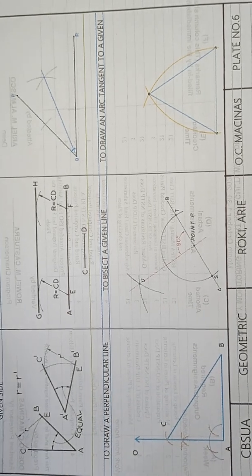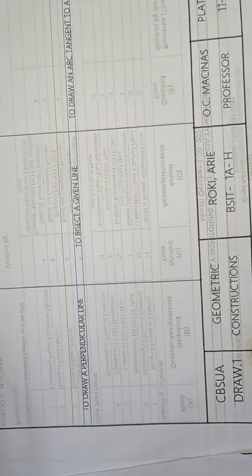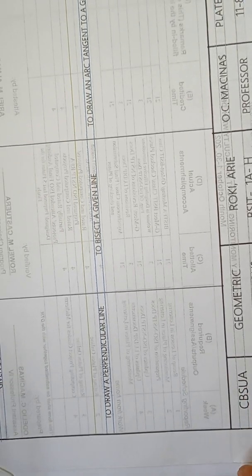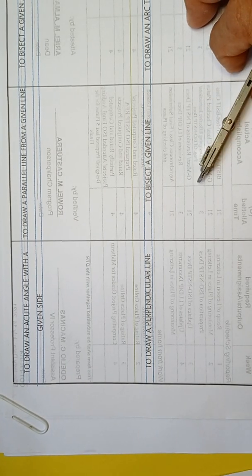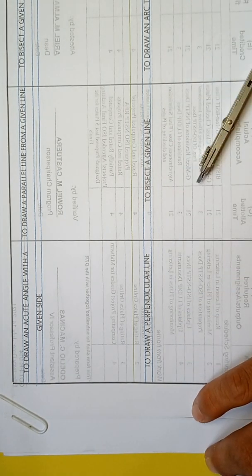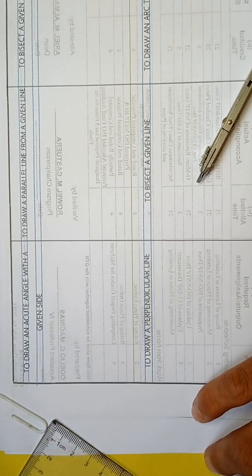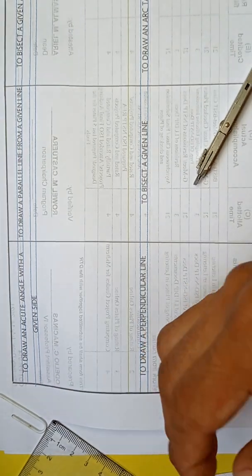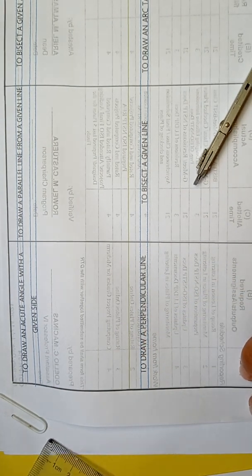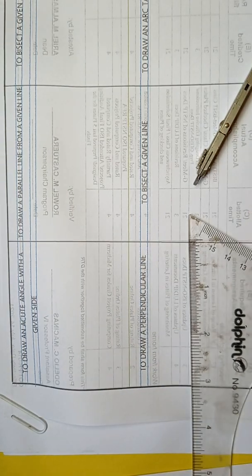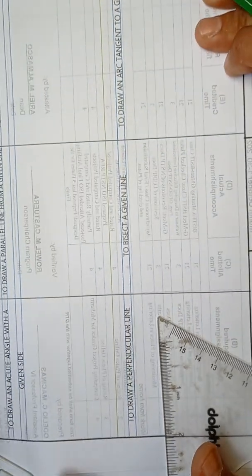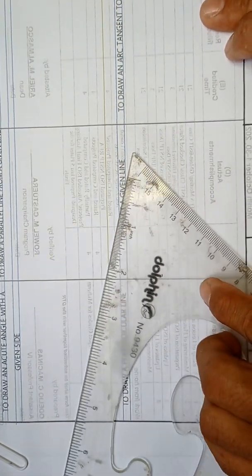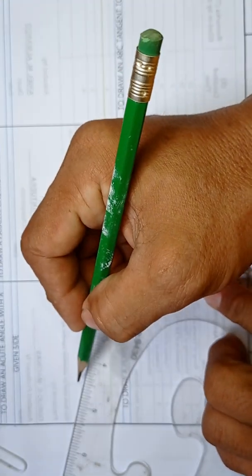So we'll start with problem number 1. Okay, as you see on the paper, there is already a block. It's already illustrated and there is no given yet, but still we are going to draw the given. So the first problem is to draw an acute angle. To draw an acute angle, we have to draw a line in any position.